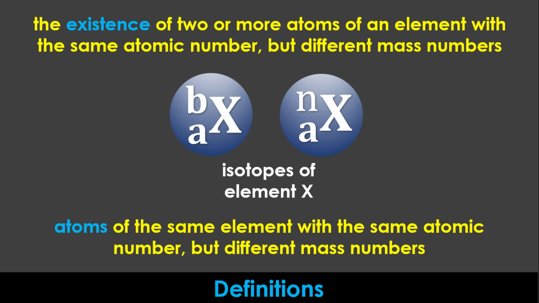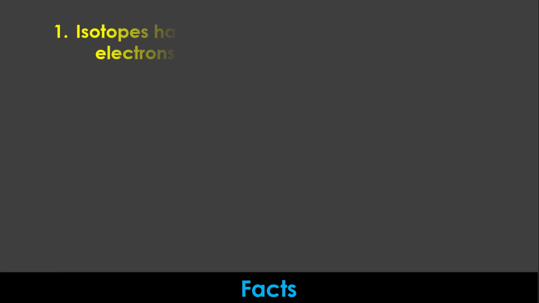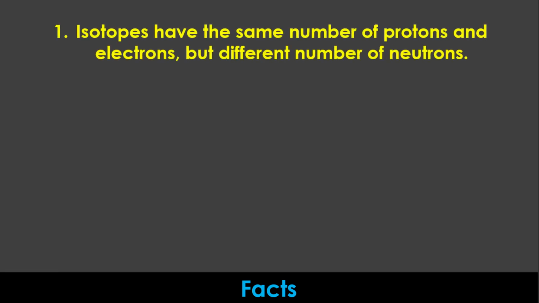The difference in their mass numbers is due to their different number of neutrons, as we will see in our examples. Let's look at some important facts about isotopes. 1. Isotopes have the same number of protons and electrons, but different number of neutrons. This explains why they are atoms of the same element, because it is the proton's number or atomic number that defines an element and not its mass number.